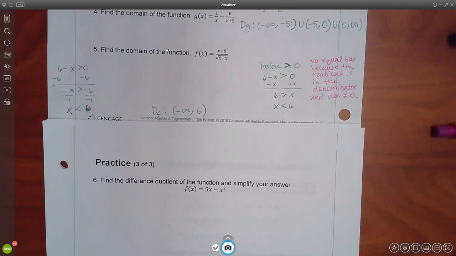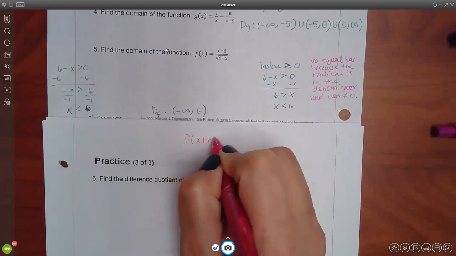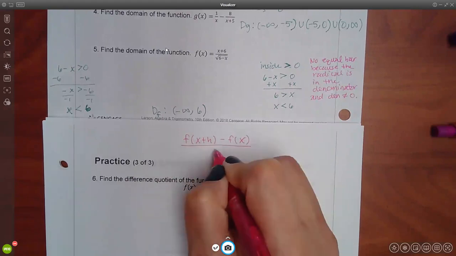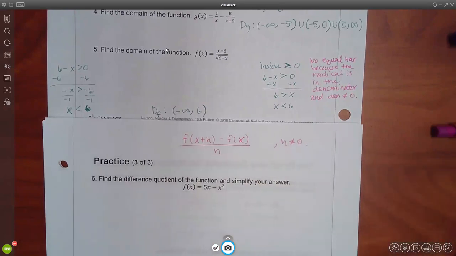So this one says, find the difference quotient of the function and simplify your answer. So what does the difference quotient look like? Just to recap, it looks like this. And then they just always make the note that h cannot equal 0. Otherwise, the whole thing is bad, right?